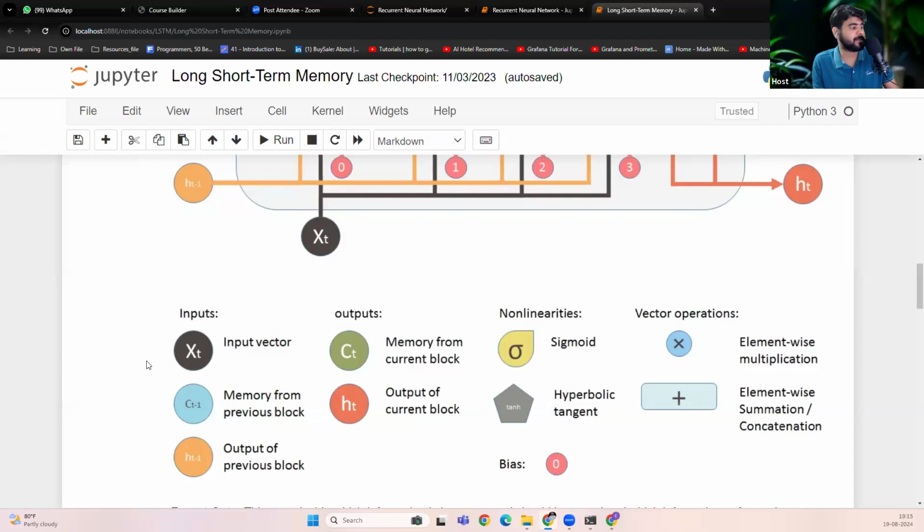Clear? These 2 points, x of t and C of t. Now here we have the h of t. It means the output from the previous block. Previous block means we are going to send data multiple times, like "I love Apple." So let's say we have 3 sentences: "I love Apple," "My name is Shivan Kumar," and "I am from Bangalore."